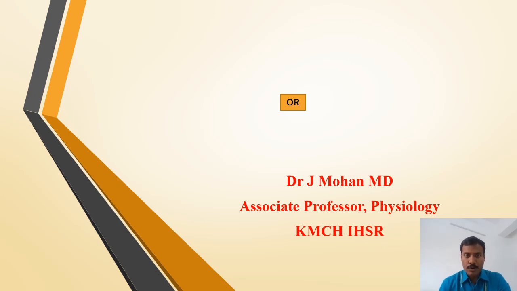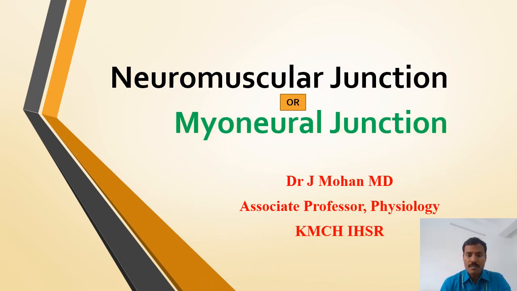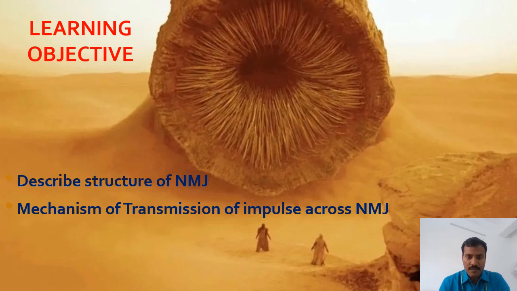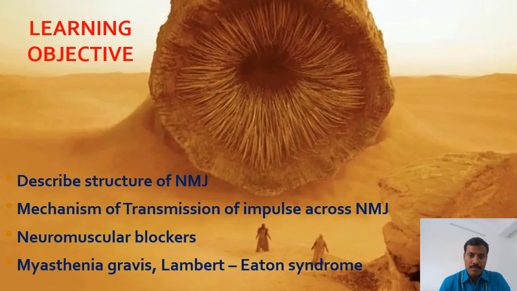Good morning. Today I'm going to discuss the neuromuscular junction, otherwise called the myoneural junction. The learning objectives of today's class: describe the structure of the neuromuscular junction, the mechanism of transmission of impulses across the neuromuscular junction, neuromuscular blockers, that's the drugs used to block neuromuscular transmission, and some diseases like myasthenia gravis and Lambert-Eaton syndrome. This comes under the applied aspect.